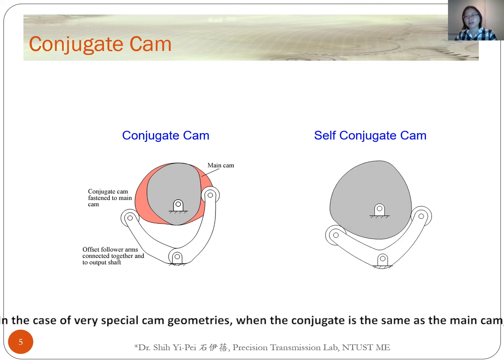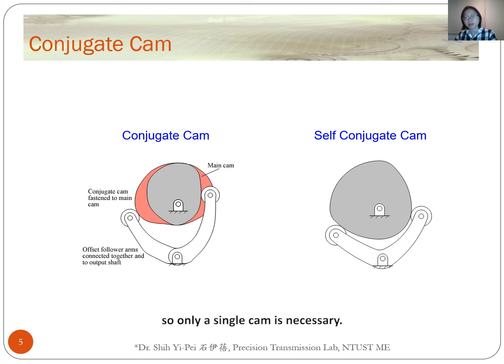In the case of very special cam geometries, when the conjugate is the same as the main cam, only a single cam is necessary. We call it a self-conjugate cam. However, this type is rarely used in industry.